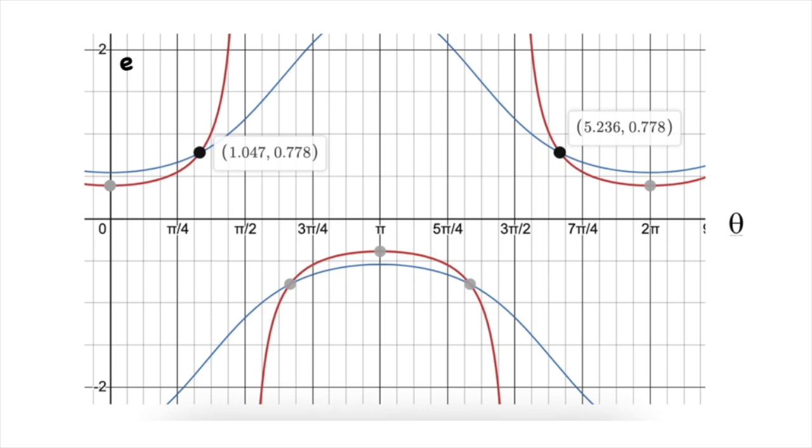From this graph, we see that E equals 0.778 and that there are two values for theta that satisfy the equation. This is due to the fact that the symmetry of the orbit around the major axis mandates that for any point along the orbit where the planet has a given speed and distance from the Sun, there must be a second point reflected across the major axis where the planet will have the same speed and distance from the Sun. As it happens, these values for theta in degrees would be 60 degrees and 300 degrees.